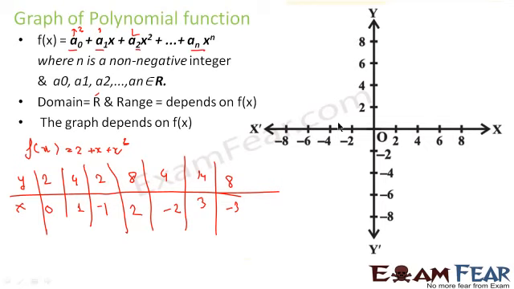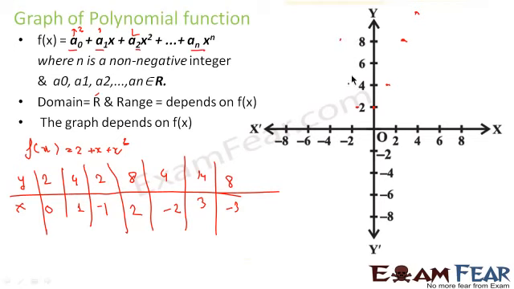So when x is 0, y is 2. When x is 1, y is 4. When x is -1, y is 2. When x is 2, y is 8. When x is 3, y is 14, somewhere here. When x is -3, y is 8, somewhere here. And x is -2, y is 4.